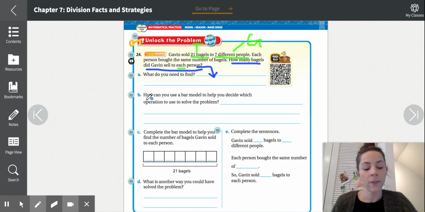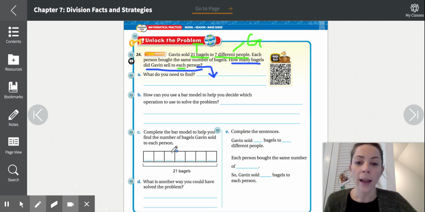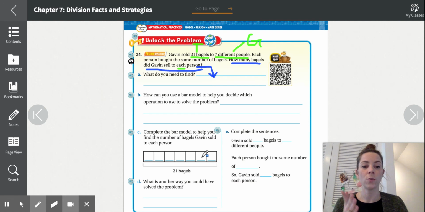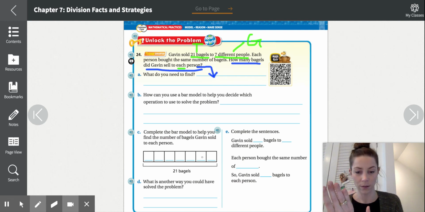B is kind of like you're thinking through your clues. What clues do I have in the problem and how am I going to use those clues? Like what strategy am I going to use? So it says, how can you use a bar model to help you decide which operation to use to solve the problem? Okay, so I know that bar models have to do with multiplication and division.